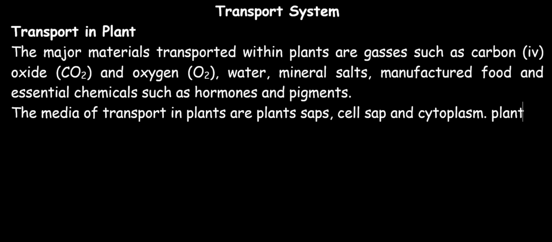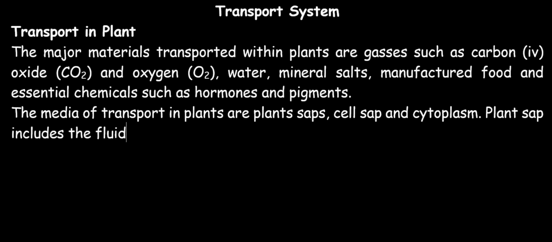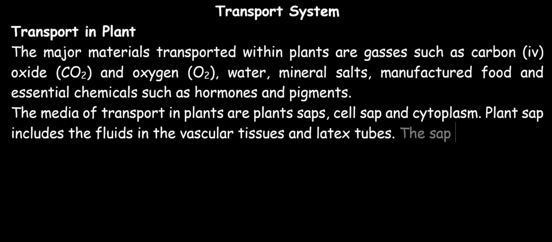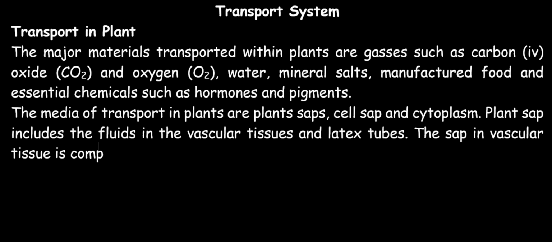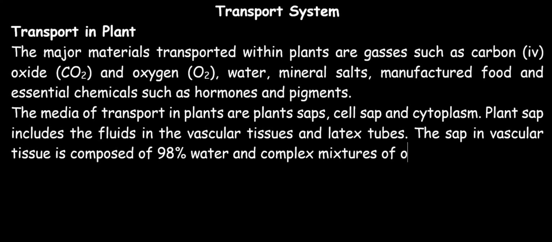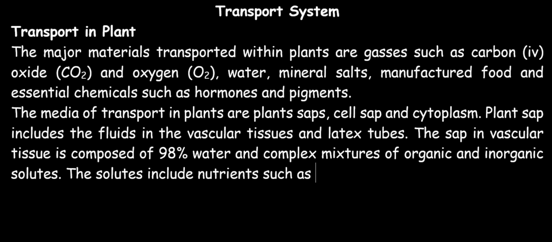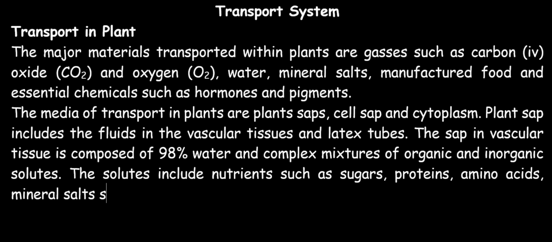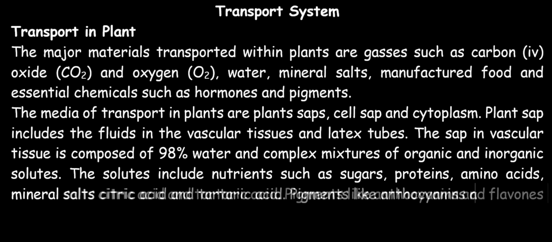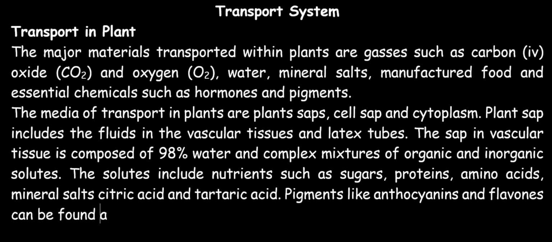The plant sap includes the fluids that are situated in the vascular tissues and the latex tubes. And this sap in vascular tissue consists of 98% water and complex mixtures of organic and inorganic solutes. The solutes include nutrients such as sugars, proteins, amino acids, mineral salts, citric acid, and tartaric acid. Some pigments like anthocyanins and flavones can also be found in the solutes.